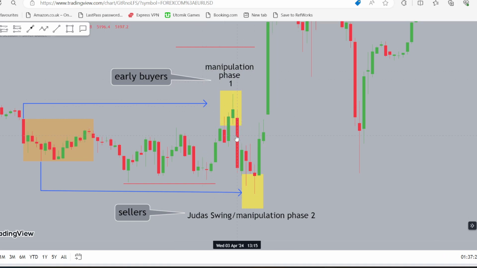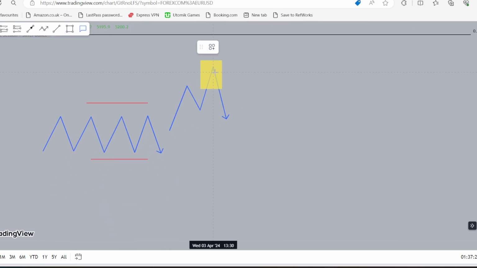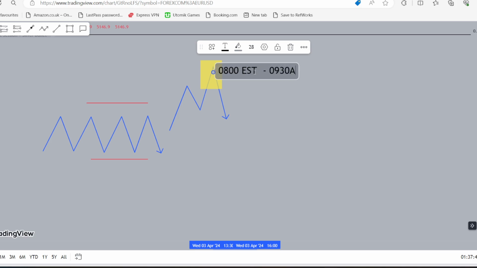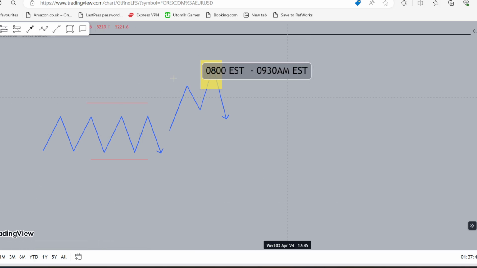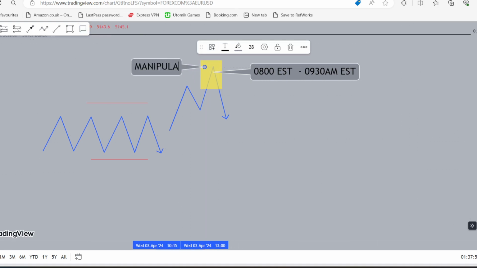Well, you have to look at the time because remember, everything is time and then price with ICT concepts. This here occurs at 1 p.m., right? So this specific day, we saw the Asian high manipulation at 1 p.m., which actually corresponds to 8 a.m. Eastern Standard Time. But you have to understand the indices market opens at 9:30, so anything before that is essentially before the true open. Therefore, any price action before that 9:30 Eastern open time is deemed as manipulation, 8 times out of 10, 9 times out of 10. This is going to be an early buyer or a manipulation phase one.